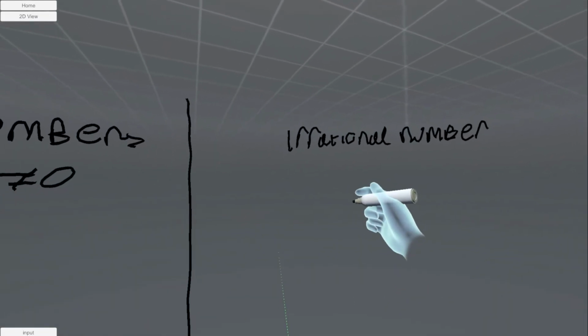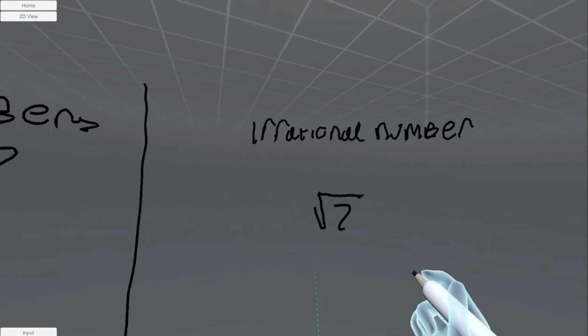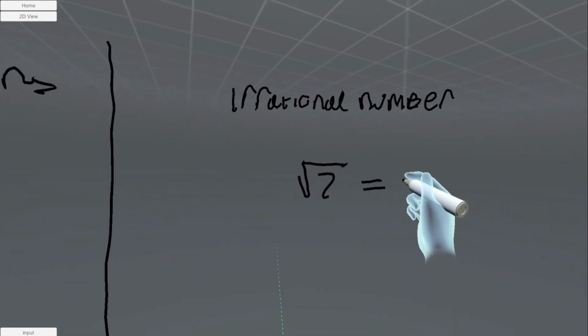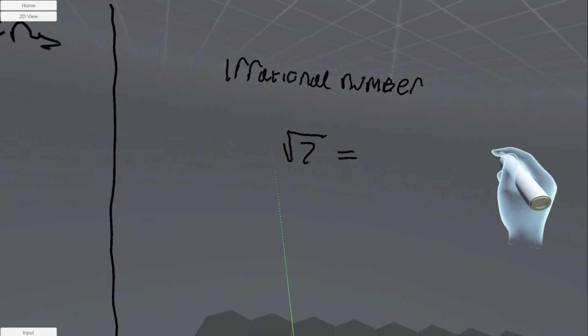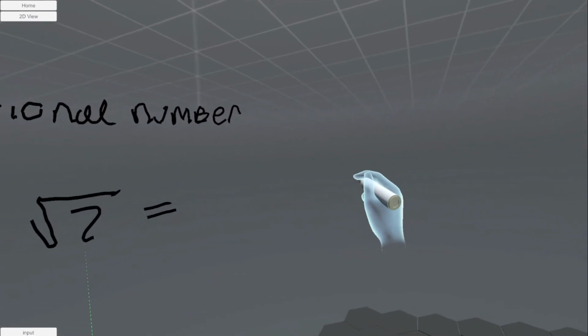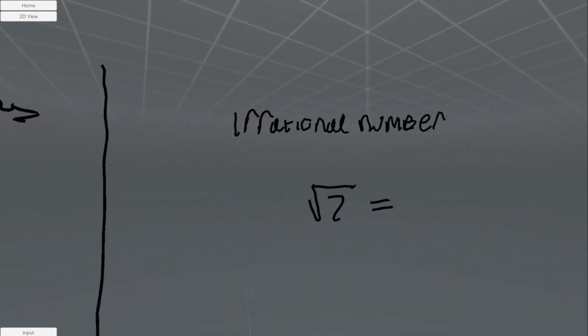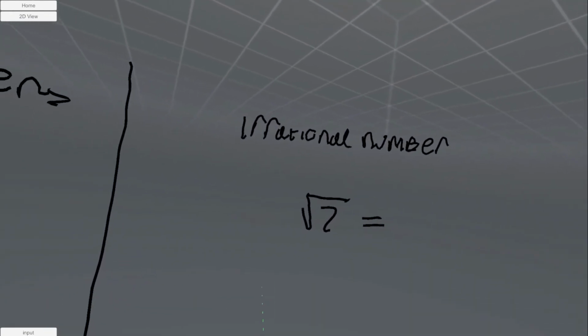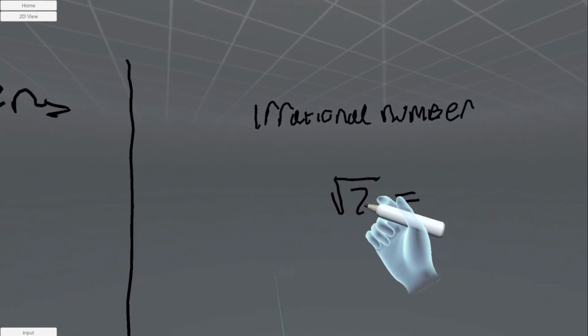So for an irrational number, let's take the square root of 7. The square root of 7 is an irrational number because it equals 2.645751311 and on and on and on. Infinitely long. And it doesn't repeat itself. So that's why we can't write it as some integer over another integer.